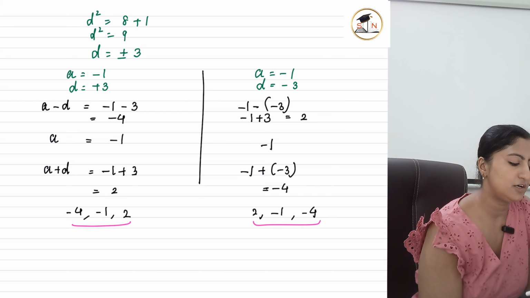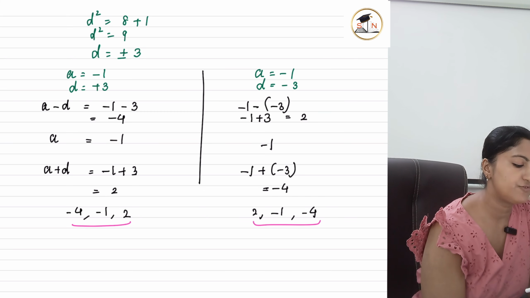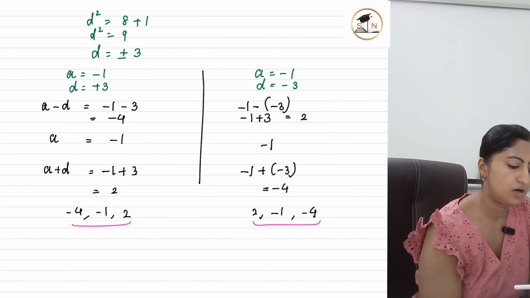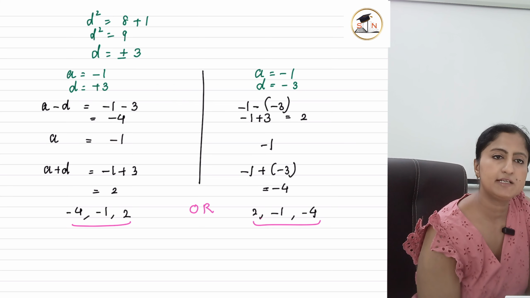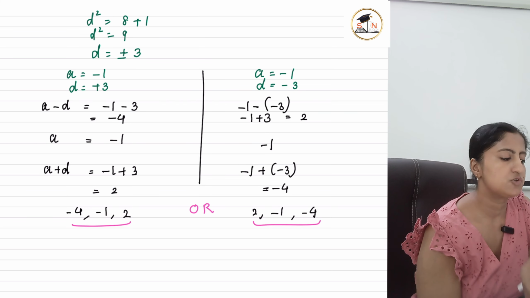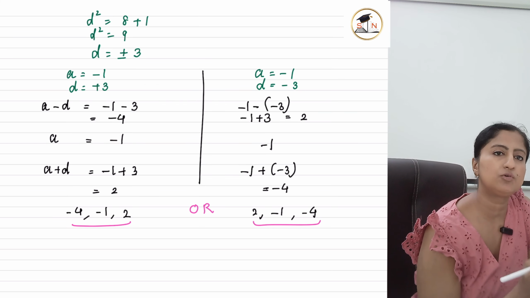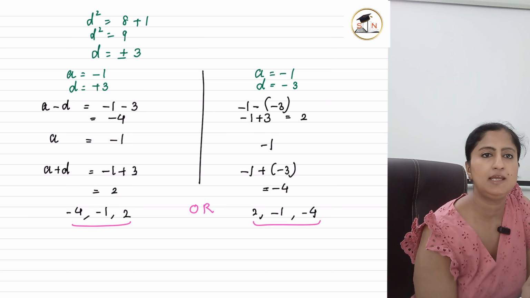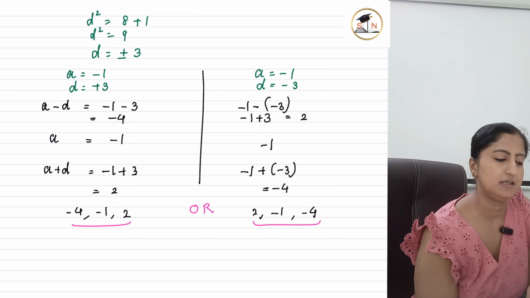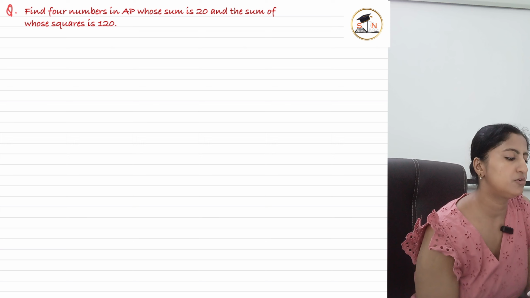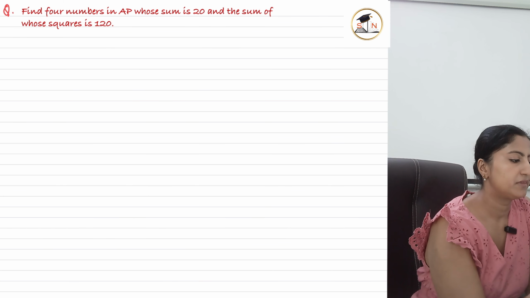So therefore, the set of numbers could be minus 4, minus 1, 2, or you need to write over here 2, minus 1, minus 4. So in this question, we saw how we took three terms as A minus D, A, and A plus D. Now, let's do another question to understand it better.